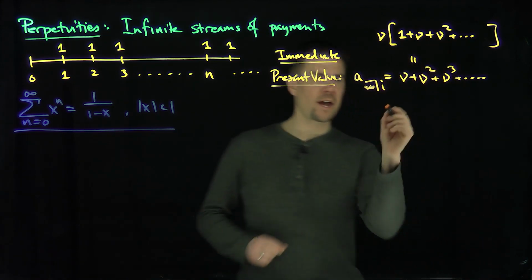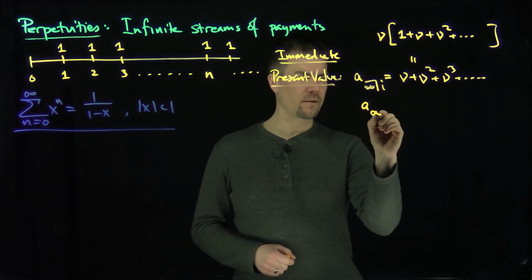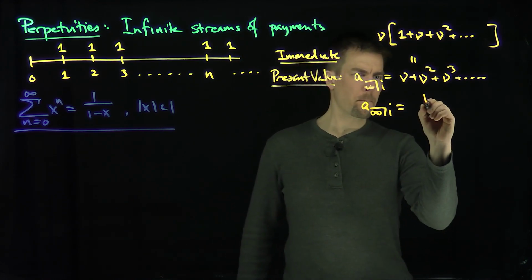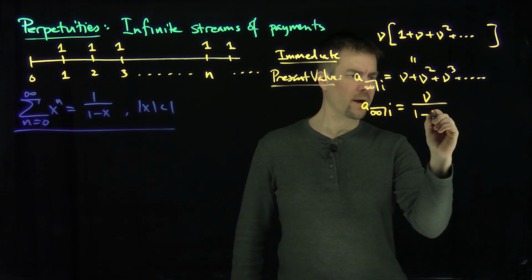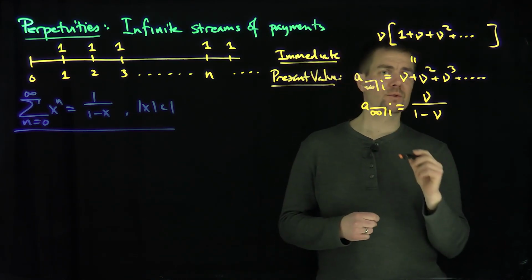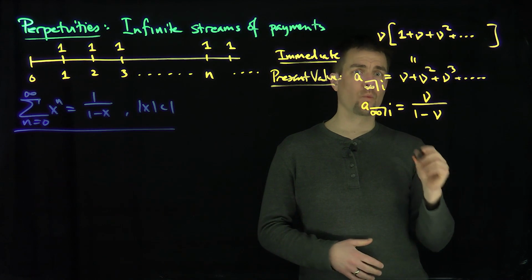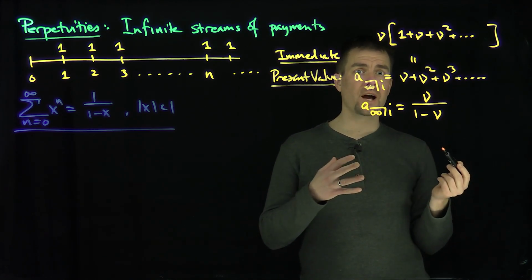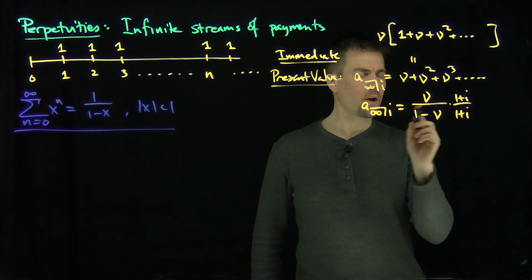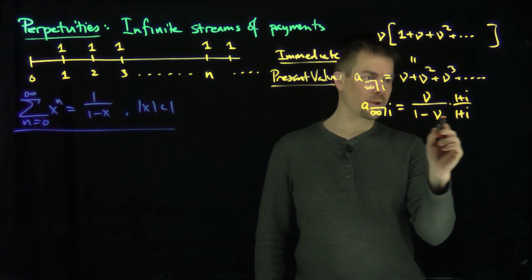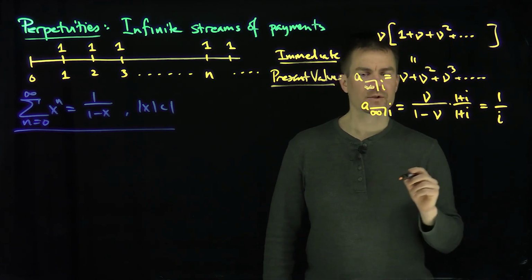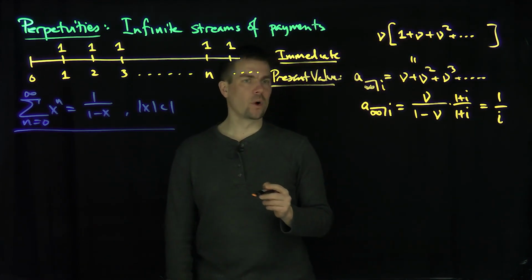And if we do that, we see that a angle infinity at rate i is going to be nu over 1 minus nu. Now, nu, of course, is 1 over 1 plus i, so what I'm going to do is multiply the top and bottom by 1 plus i. If I multiply nu by 1 plus i, I get 1. In the denominator I'm going to have 1 plus i minus 1, so I just get 1 over i. So a angle infinity at rate i is 1 over i.